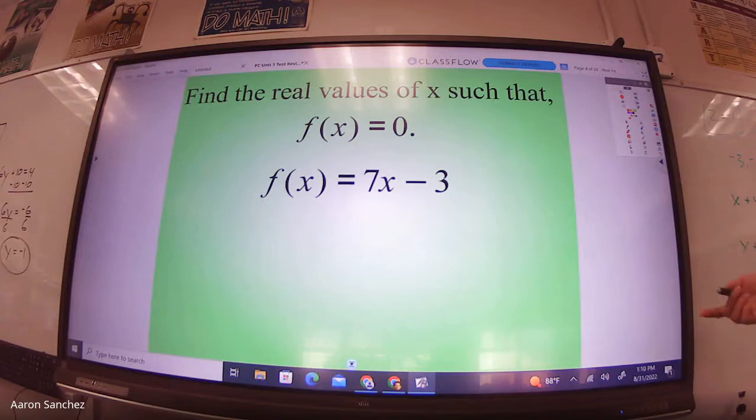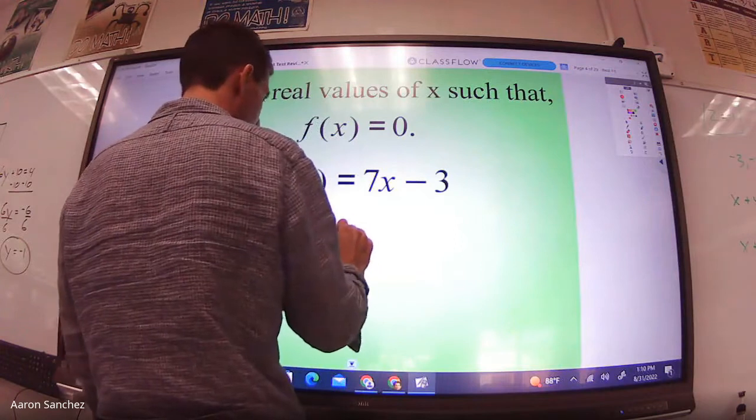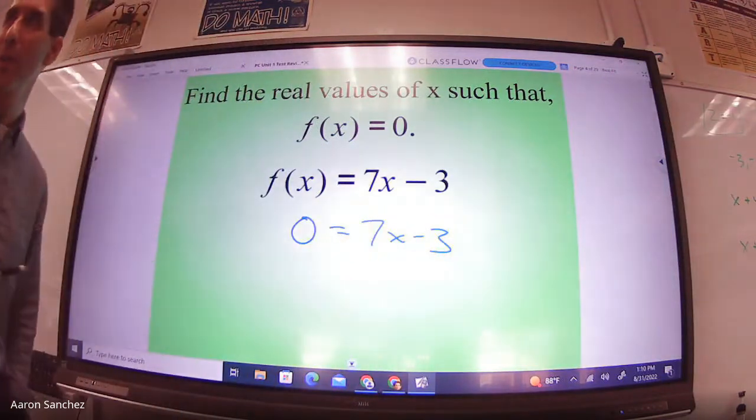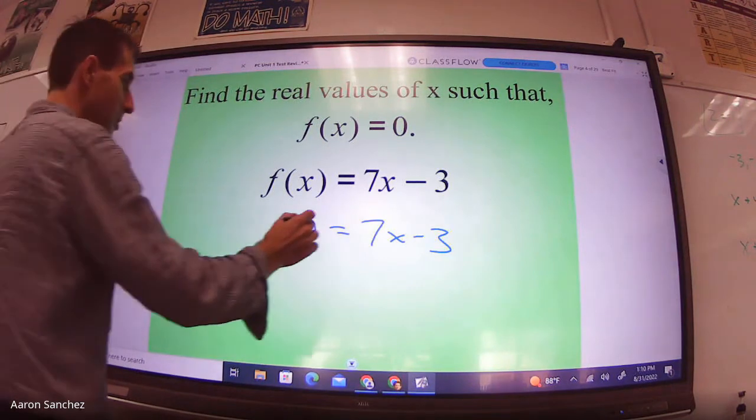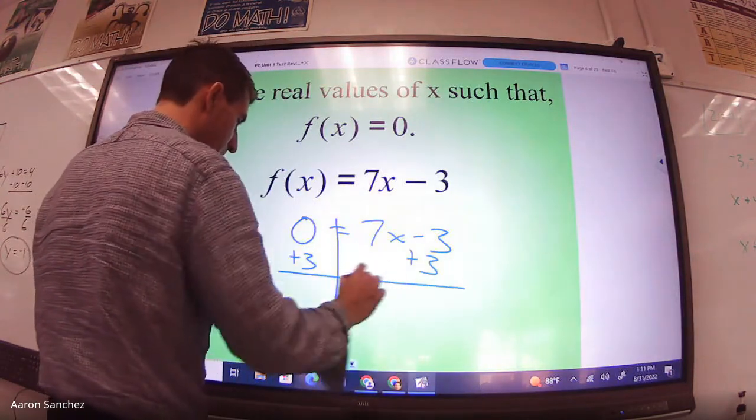It's almost like saying y is equal to 0. So you just say this. 0 equals 7x minus 3. Just make sure you notice that difference, right? You only notice it if you, it looks kind of the same, but it's different, right? So then you just solve for x, add 3 on both sides, and that's it.